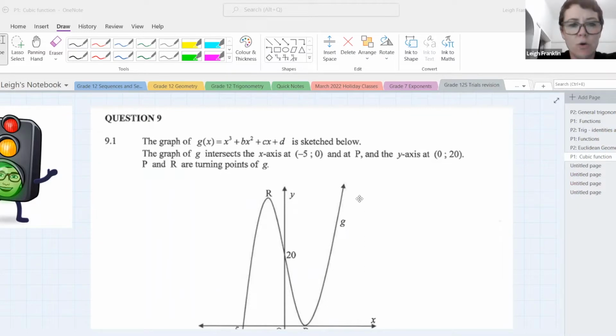So this particular question is something that I haven't yet had a chance to do with you. I wanted to do it when we did the course on cubic functions, but we didn't get round to it. Okay, so this is a very typical cubic function sort of question.